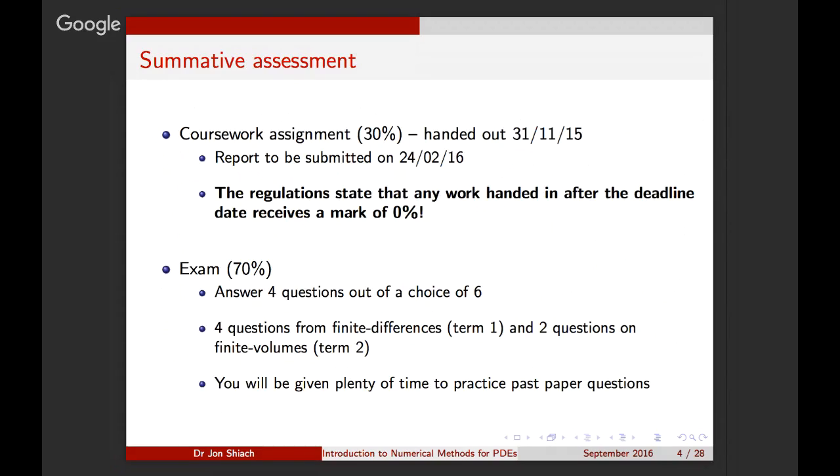Okay, the exam. You're well used to exams by now. You've gone through a couple of years of them. It's a 3-hour exam in the summer, which is kind of unusual for our courses. There will be a total of 6 questions on the exam. You've got to answer 4 of those questions. 4 questions will be from the term 1 content, and 2 of those questions will be from term 2 content. We'll give you plenty of practice with these past paper questions, so don't worry about that. To be honest, I don't really want you worrying about the exam yet at all.